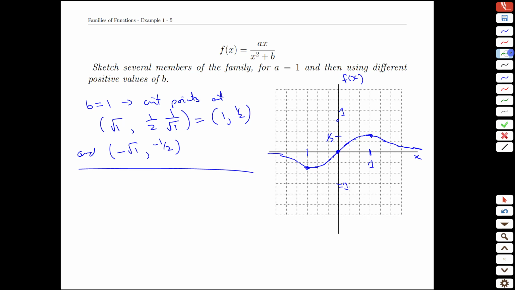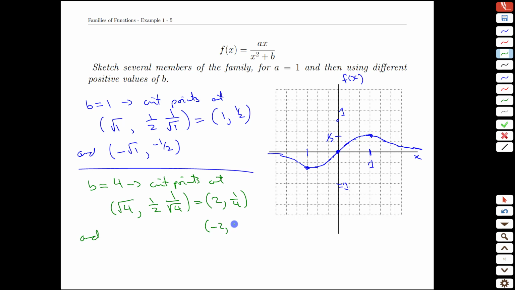Where it gets more interesting is if we can adapt this a bit. And because we have square roots, let's pick a nice value like b equals 4. That works well with critical points that have square roots in them. So the critical points here are going to be at the square root of 4 and 1/2 times 1 over the square root of 4. And that's better known as 2, and 1/2, and another half is 1/4. Interesting.